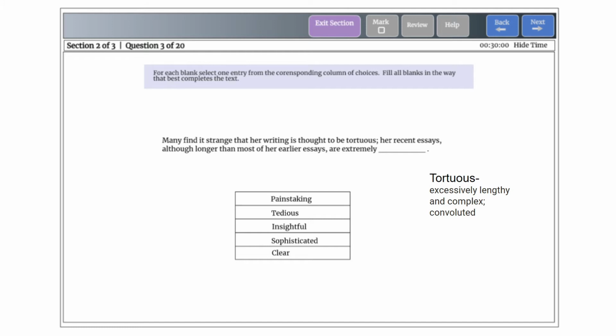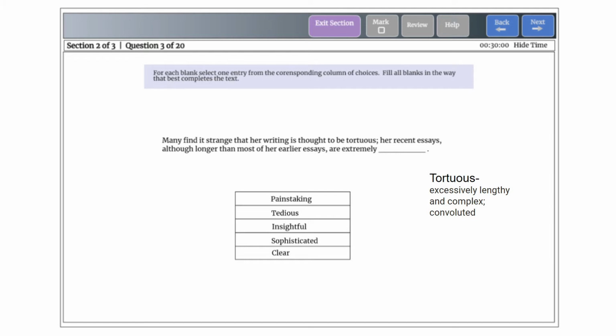So if people find it strange that she's thought to be tortuous, then our blank needs to be not tortuous, right? And although it is longer, okay, so it is lengthy, it's got to be not complex. So the word that I'm looking for here is something synonymous with not complex, right? And so if we look down at our options, we can already eliminate most of them, right?